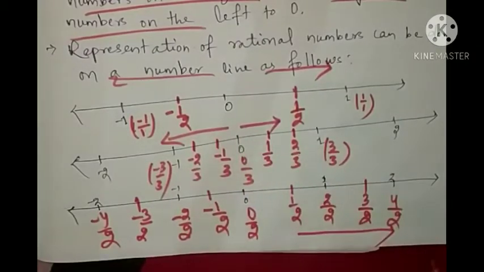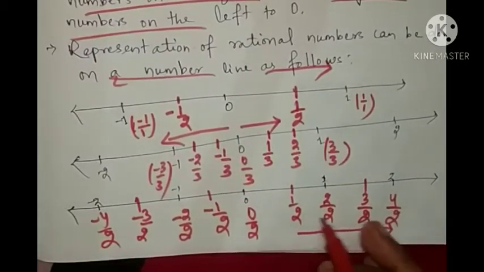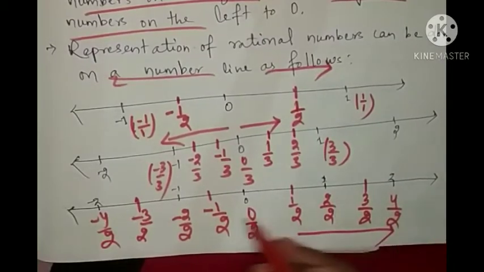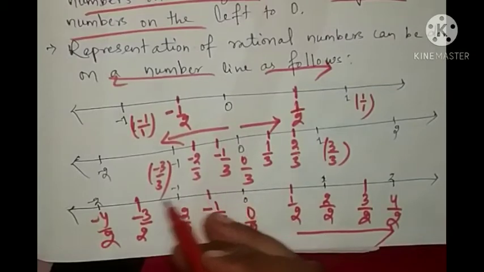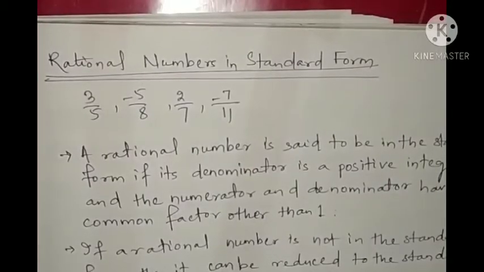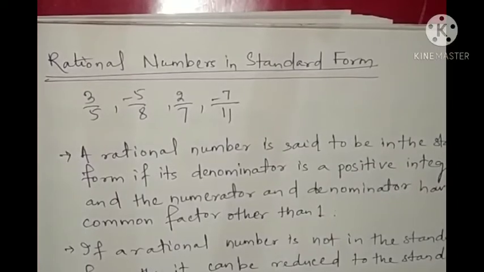Okay, so what have we found? Positive rational numbers lie on the right side of 0 in a number line, and negative rational numbers on the left side of 0 in a number line. Okay, so this is about putting rational numbers on a number line. Next we will see rational numbers in standard form.